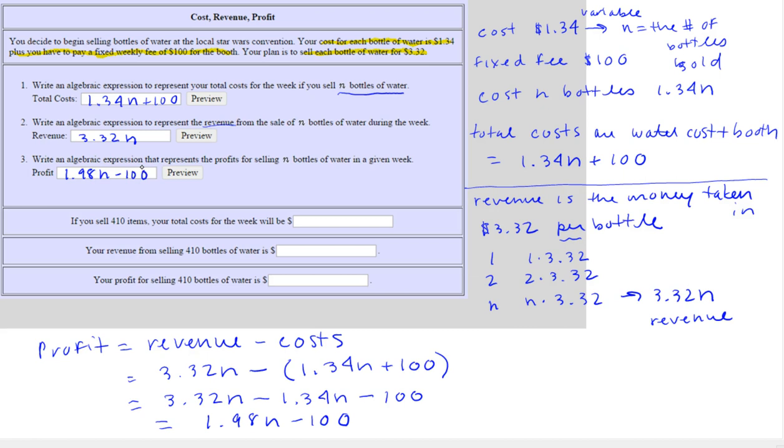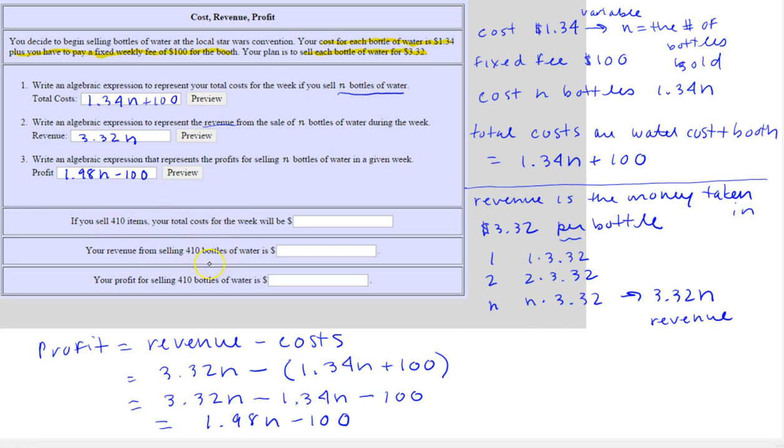And let's just make sense of what this means, because the algebra can make it seem complicated. You're charging $3.32 for every bottle of water, and you're paying $1.34 per bottle of water. Well, that means if we subtract 3.32 minus 1.34, your profit will be $1.98 per bottle of water. And then we also have to subtract off the cost for renting the booth. So that's what this expression means.